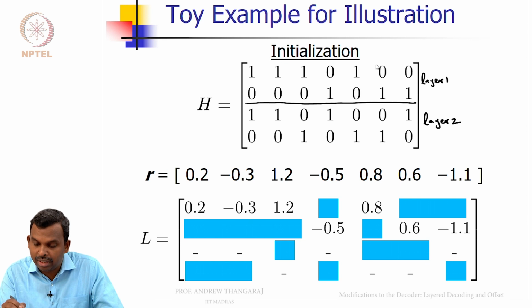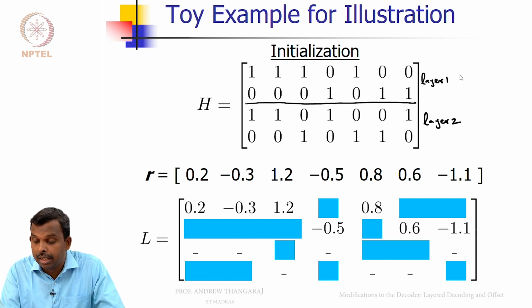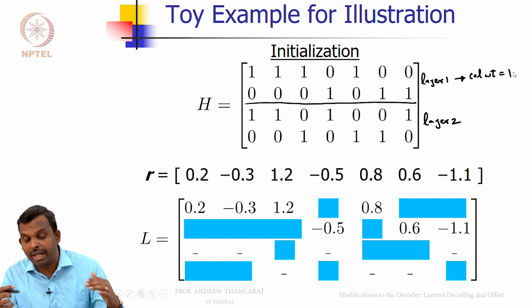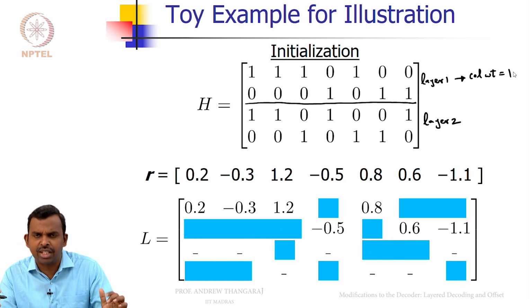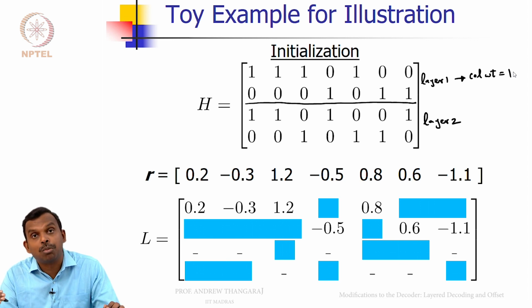So everything gets updated in that fashion. So that's an important rule to remember. In each layer, column weight will be 1. Okay, so there is no question of updating the same bit twice within the layer. Okay, so in fact there are extensions for those kinds of decoders as well, but we're not going to look at it in this class. We will only consider the case where each layer has a column weight of at most 1. There may be columns with weight 0 also, but in this example it's not there.